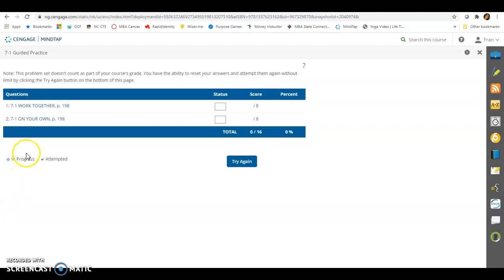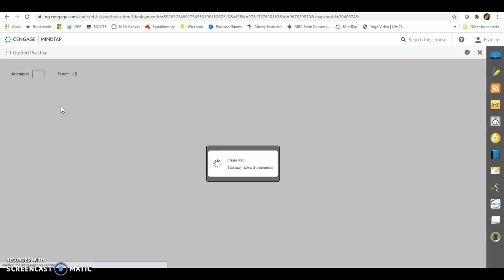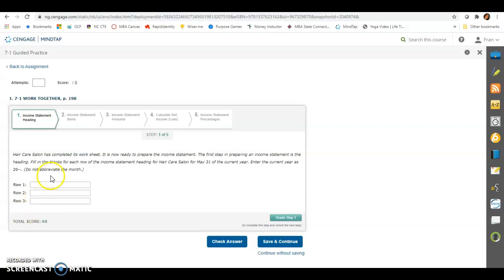All right, folks, let's do the 7-1 work together. This is the first part of the financial documents, and in 7-1 we're going to be creating the income statement. So we're going to do 5 different steps in this guided practice.